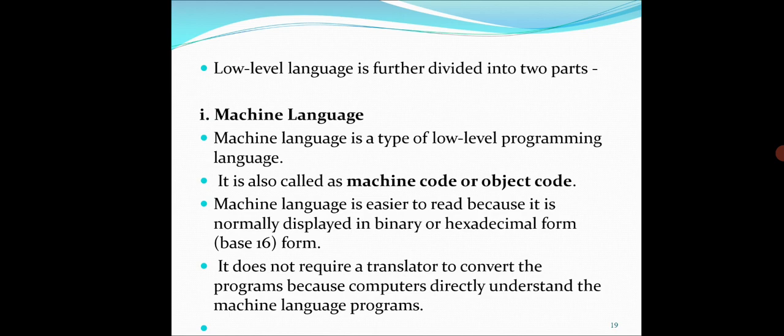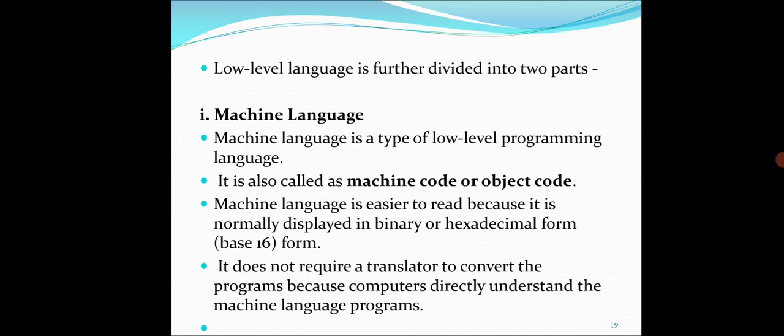Low level language is divided into two parts. Machine level language. Low level language is machine dependent. We say the programs written in zeros and ones are called low level language. Machine language is a type of low level programming language. It is also called the machine code or the object code.